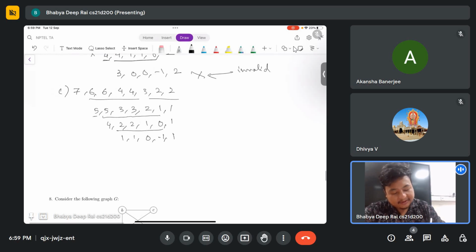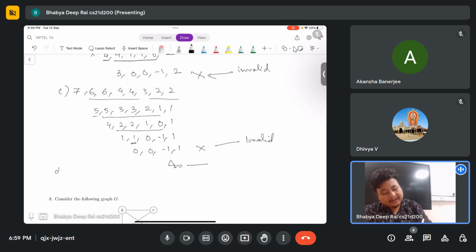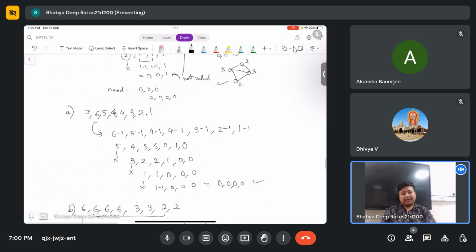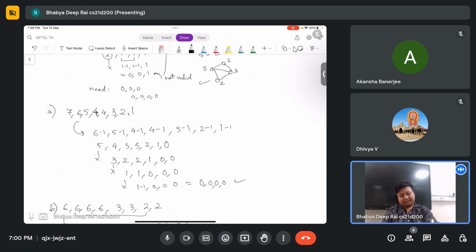But you can continue, of course, choose the first one and then subtract. This becomes 0 0 minus 1 1. And then you cannot move ahead. So this is invalid. So D, you can try it yourself. Okay, the answer is A. A is a valid degree sequence. And since this is a valid sequence, you can try constructing an actual graph which looks like this.